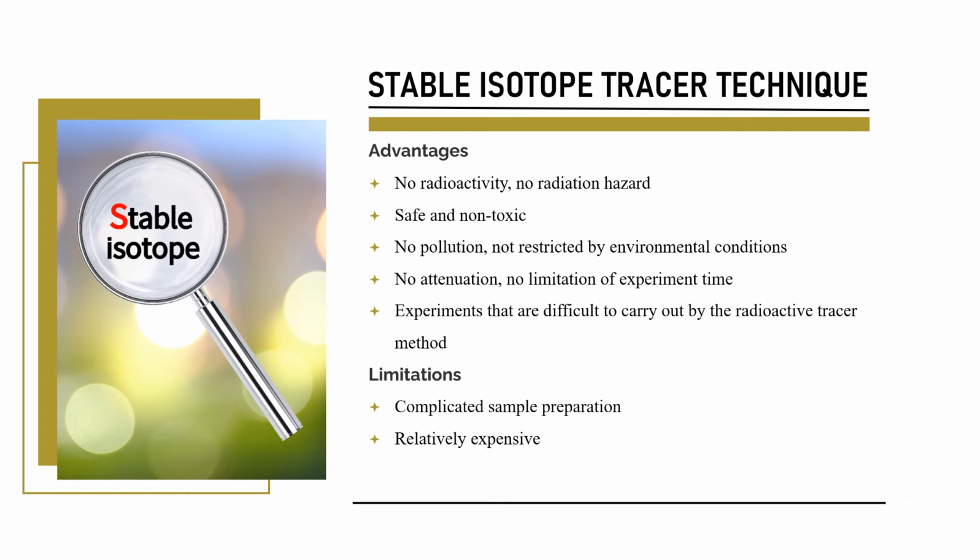Last but not least is that the stable isotope tracer technique can carry out experiments that are difficult to be performed when using the radioisotope tracer technique. For example, nuclides such as nitrogen and oxygen do not include radioisotopes of short half-lives. Stable isotopes are the only available tracers.